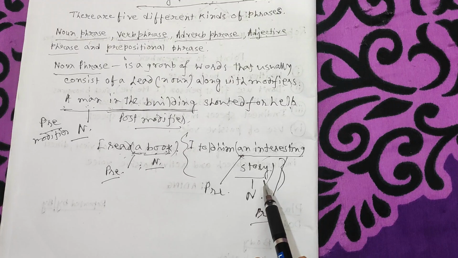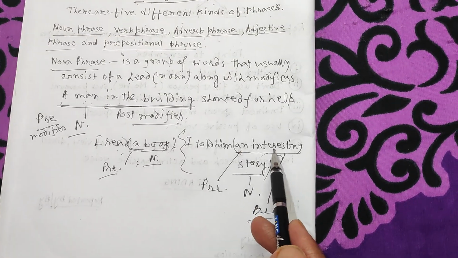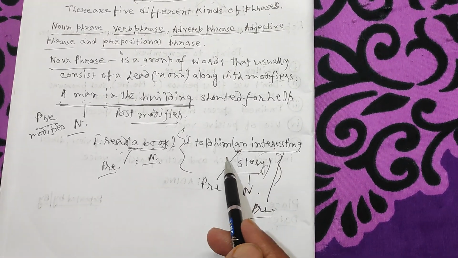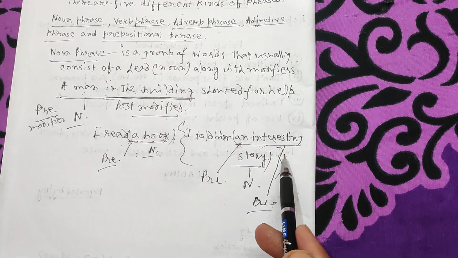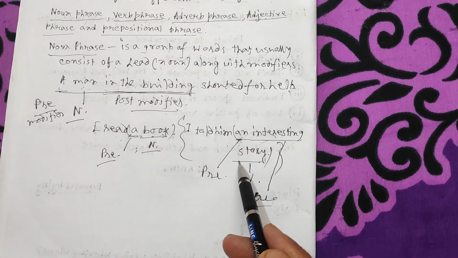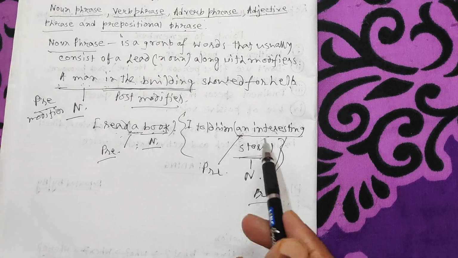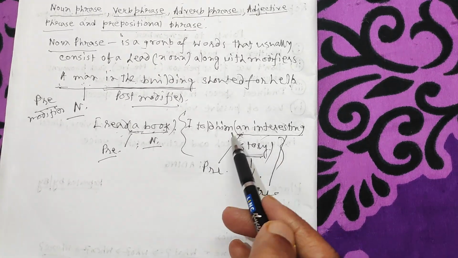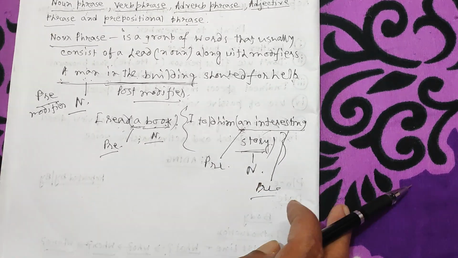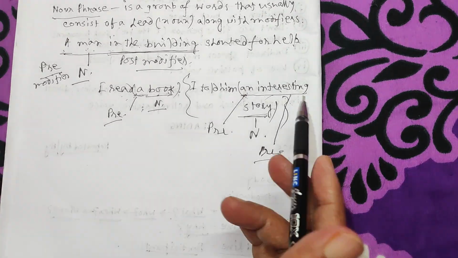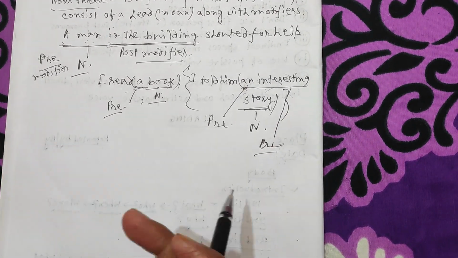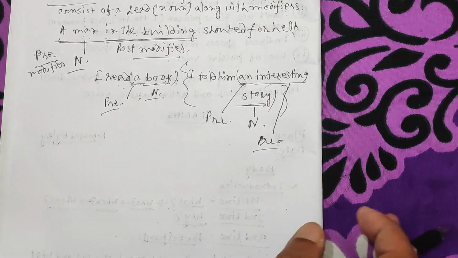So an interesting is placed before that particular noun, and it modifies the word story, which is a noun, and the entire group of words is called a noun phrase. So now what is the function of a noun phrase in a sentence?